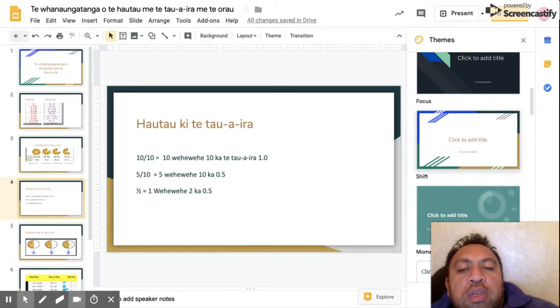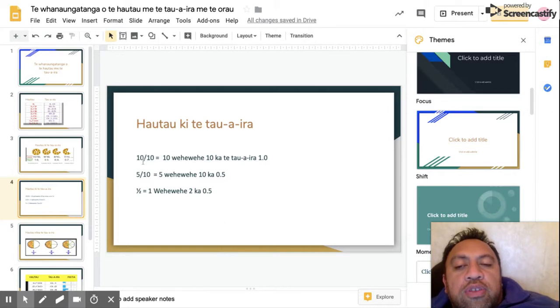We've recently done the huria ki te tauira from a hautau, so turning a fraction into a decimal. Here I've given an example of how I've shown you how to do it with 10, showing that this sign here is the wehe sign, which is divided by 10. So rewriting that will be 10, wehe 10, ka te tauira 1.0. So by going 10 divided by 10, it equals 1.0.